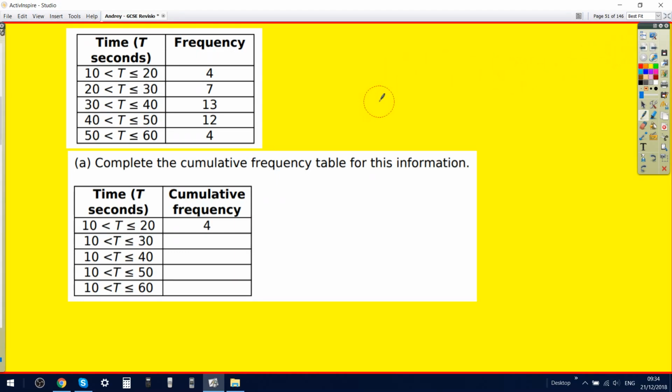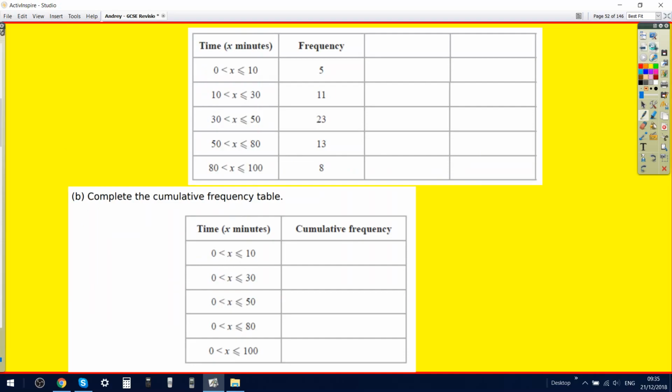Okay, complete the table. So is it 4 and then 11? Yep. And then 24? 36? 42? That's it. Fine.